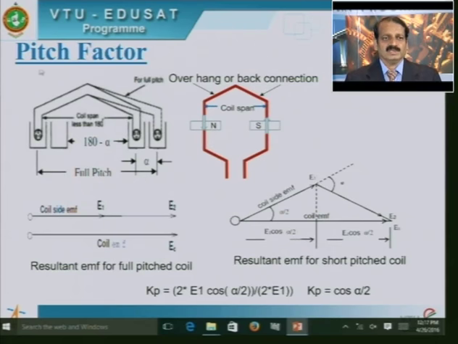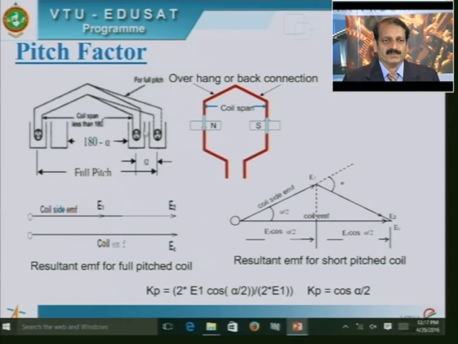Let us consider what is meant by pitch factor. As I said earlier, this is one slot, and for full pitch coils the other coil side is to be apart by 180 degrees, which is equal to the pole pitch.